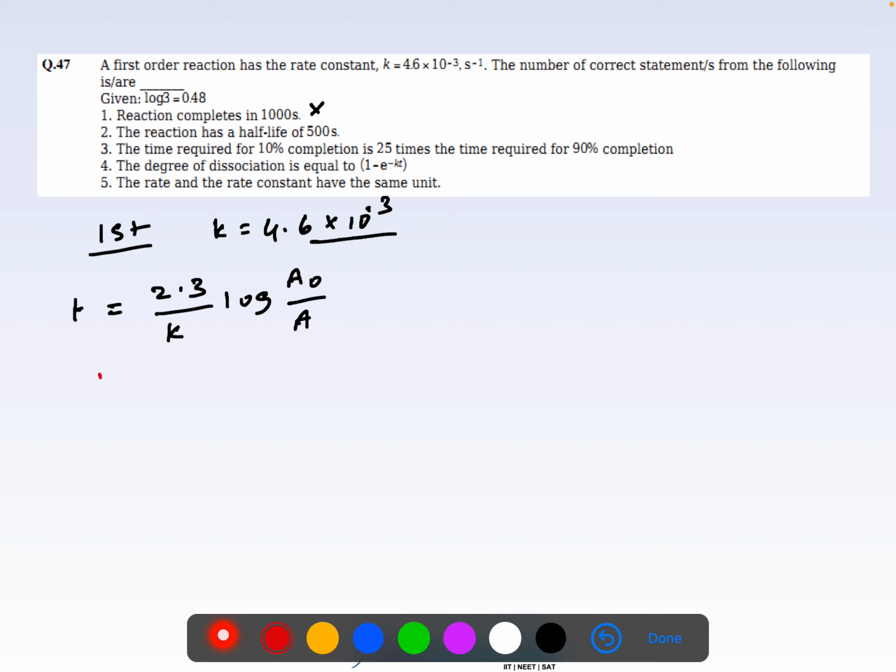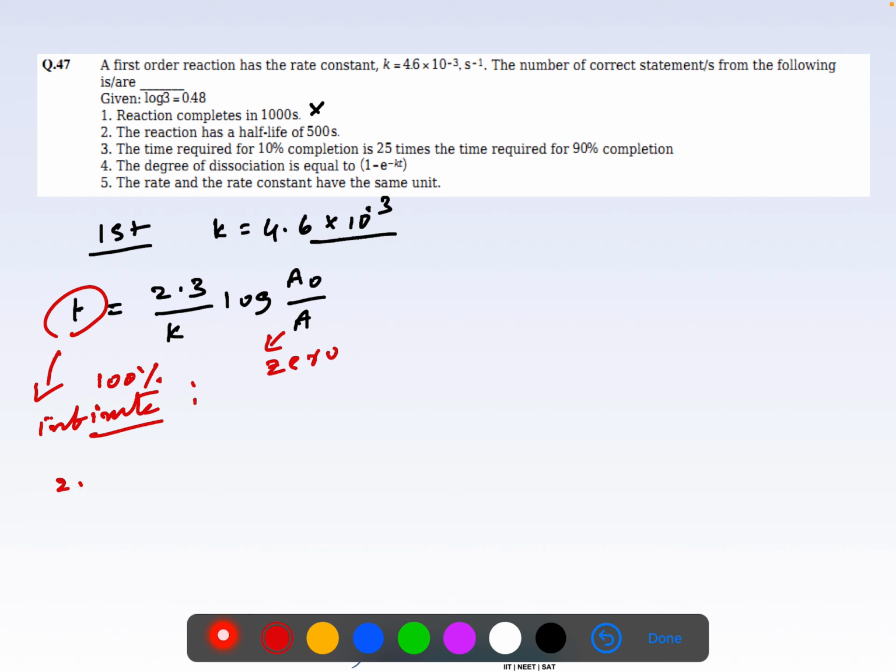So 100% completion means what? The final concentration is 0. So if you take A0 by 0, this t will be an infinite value. So theoretically a first order reaction never undergoes 100% completion. So the first statement is wrong.